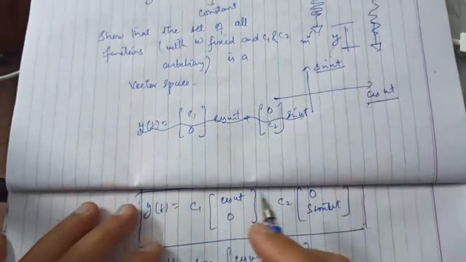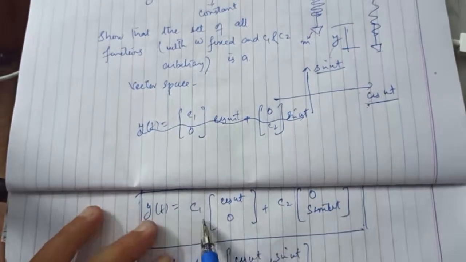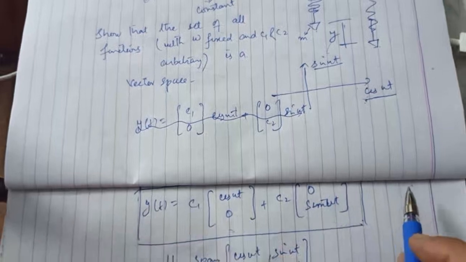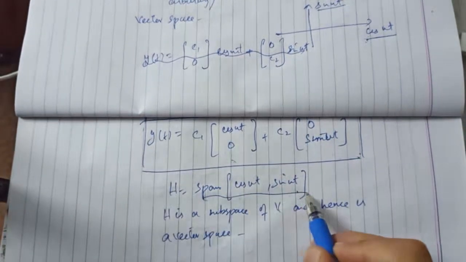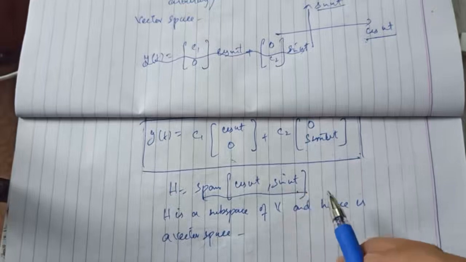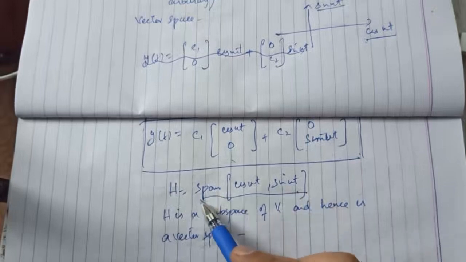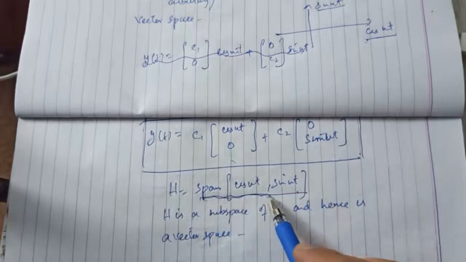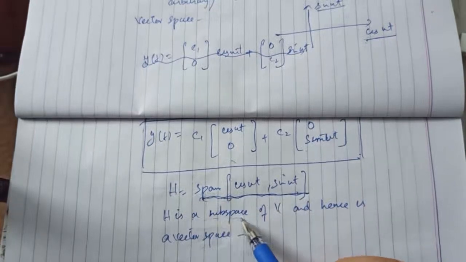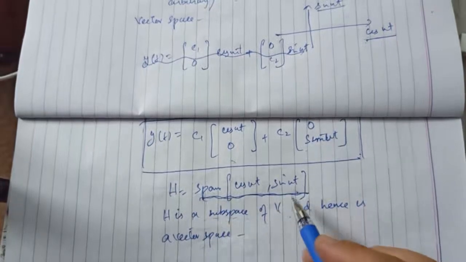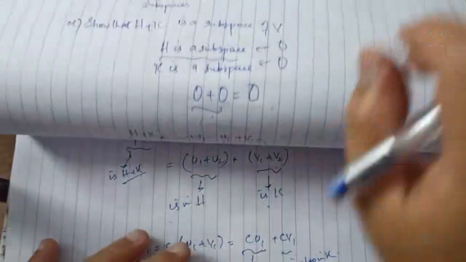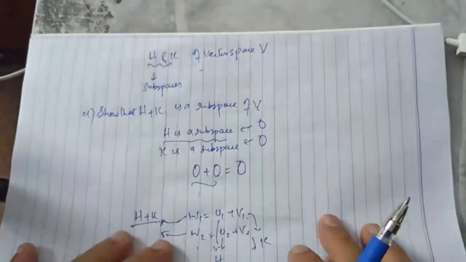So I can write y of t as c1 times cos of omega t, 0, plus c2 times 0, sin of omega t, and you can write this as nothing but the span of cos of omega t and sin of omega t. Because you can write this as the span of two independent vectors, this is actually a subspace of V, and hence is a subspace.